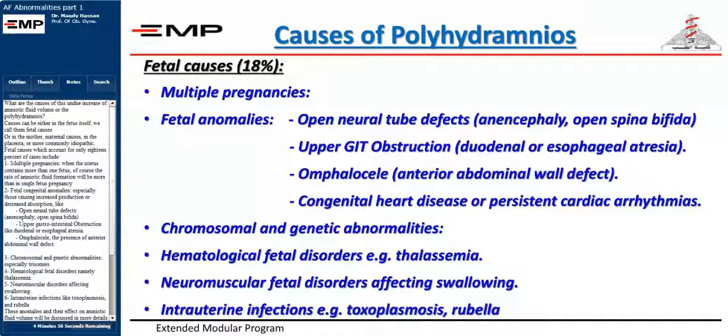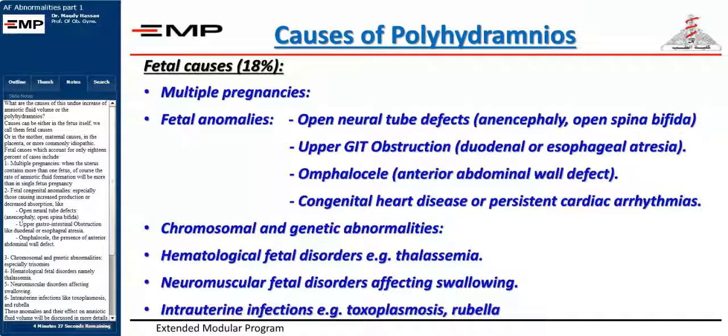Causes can be either in the fetus itself, we call them fetal causes, or in the mother, maternal causes, in the placenta, or more commonly idiopathic. Fetal causes, which account for only 18% of cases, include: 1. Multiple pregnancies, when the uterus contains more than one fetus. Of course, the rate of amniotic fluid formation will be more than in single fetus pregnancy.